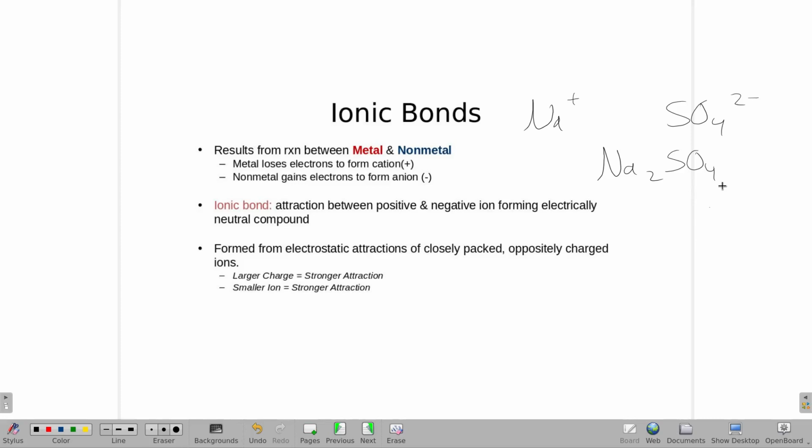Now that we've introduced this charge, we're going to see that the higher the charge between the cations and anions, the higher the difference, the stronger the attraction is. So something like sodium sulfate has a very strong attraction because of that -2, compared to sodium chloride, which is just positive and negative. And we do see that translates into things like melting points and boiling points.